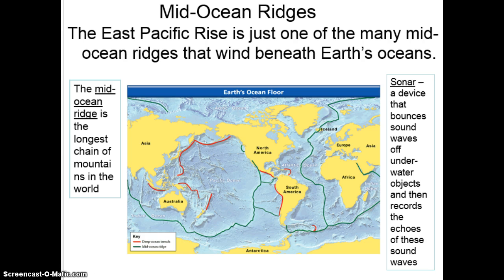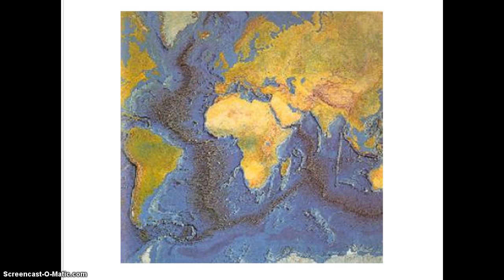The map also, if you look at the key, all of the red outlines are the deep ocean trenches, which we will also talk about, and the green is your mid-ocean ridge. This is a satellite image of those mid-ocean ridges.